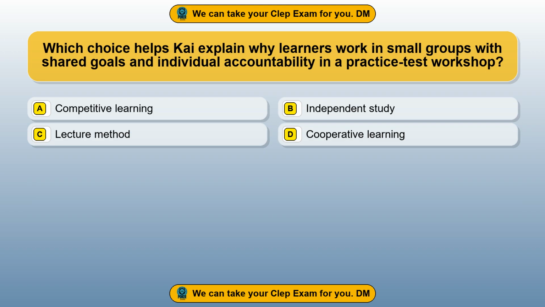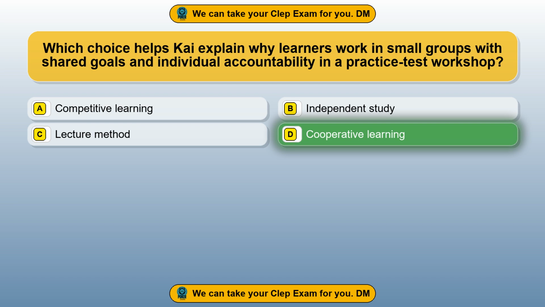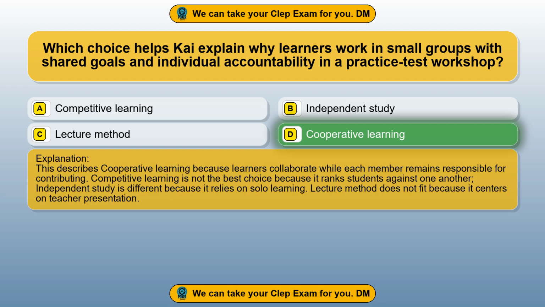Question 49. Which choice helps Kai explain why learners work in small groups with shared goals and individual accountability in a practice test workshop? Option A, competitive learning. Option B, independent study. Option C, lecture method. Option D, cooperative learning. The correct answer is option D. Cooperative learning. This describes cooperative learning because learners collaborate while each member remains responsible for contributing.